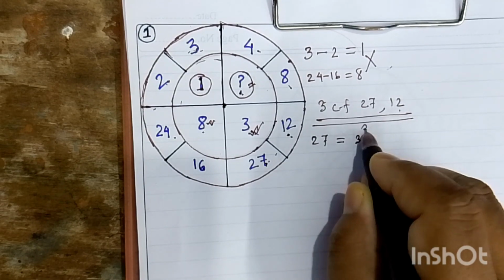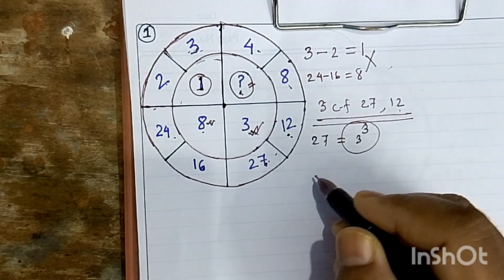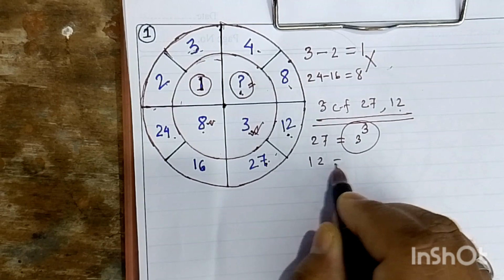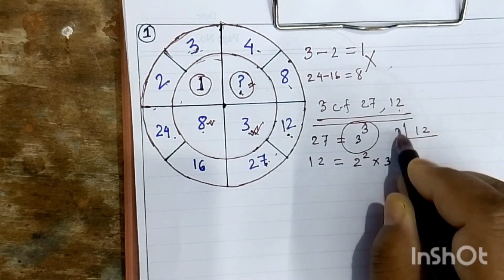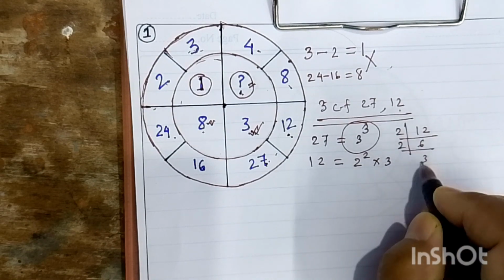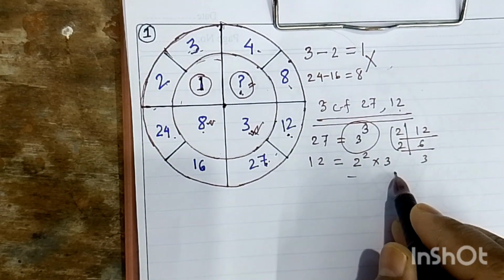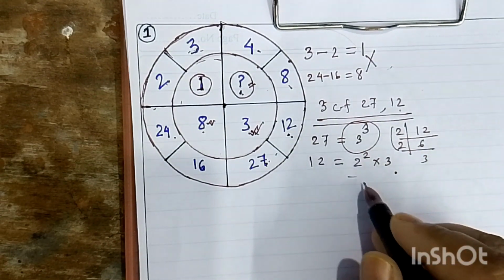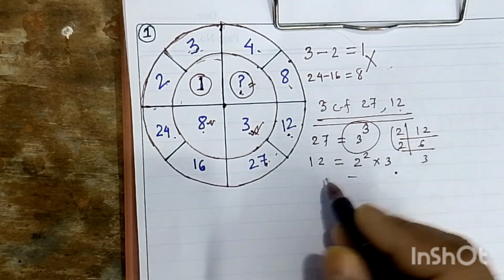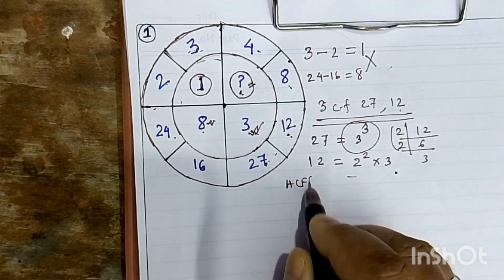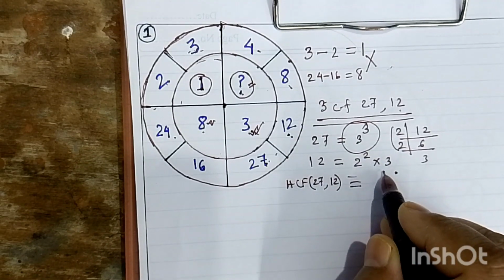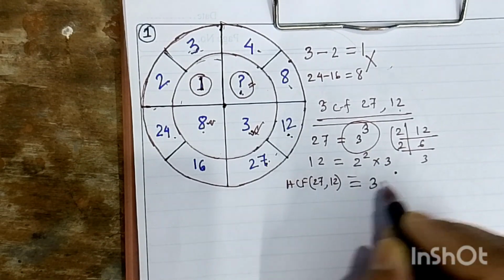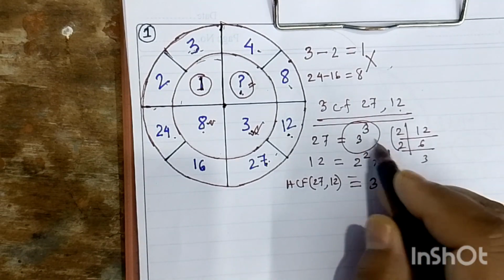27 we can write in exponential form as 3 cube, and 12 we can write as 2 square into 3. By the prime factorization method we can do that: 2 sixes are 12 and 2 threes are 6, so it is 2 square into 3. We can find the factorization of 12. Now the HCF of 27 and 12 is equal to 3. Yes, the lowest power gives the highest common factor.